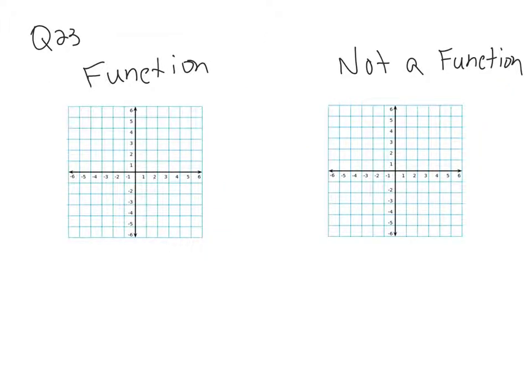Here we're asked to draw an example of something that is a function and not a function. What we need to know is something that's a function has to be able to pass what's called the vertical line test. So I'm going to draw one example of a function. So this is a function.